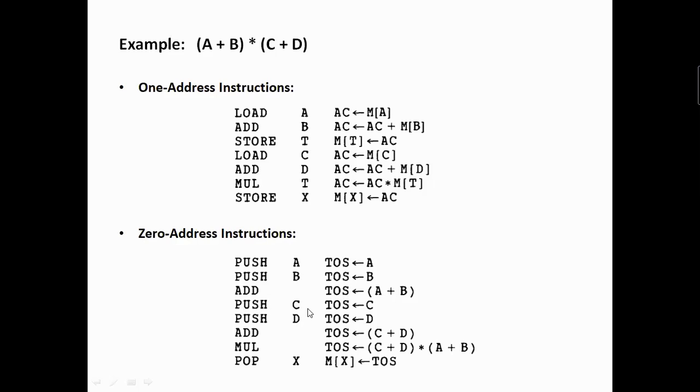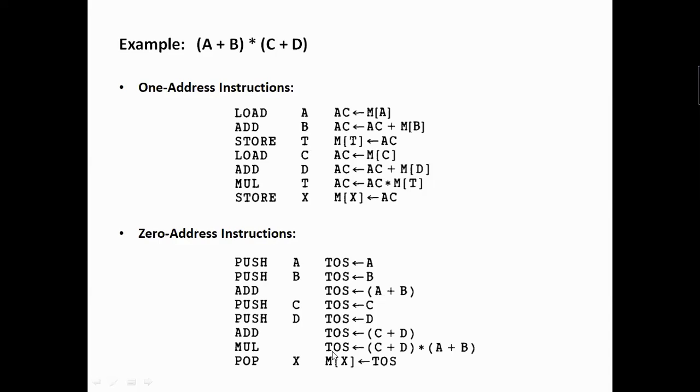Then we push C onto the top of stack, then push D on the top of stack, then do the add. So C plus D will be on the top of stack now. Earlier A plus B was there, now above that there will be C plus D. So we now need to just multiply these two. We just write MUL. So the top two elements of the stack will be multiplied and the answer will be stored again to the top of stack.